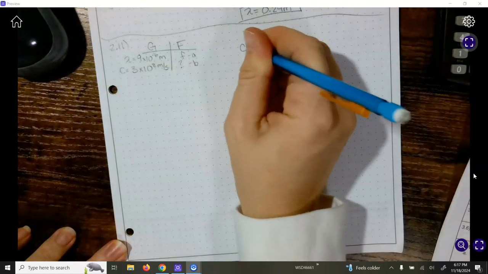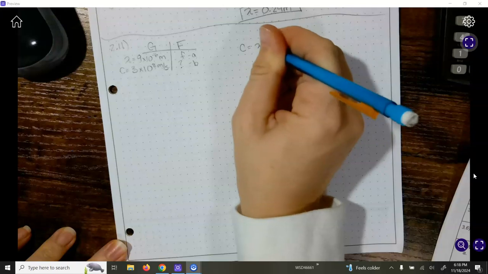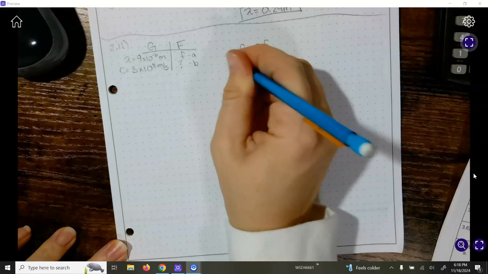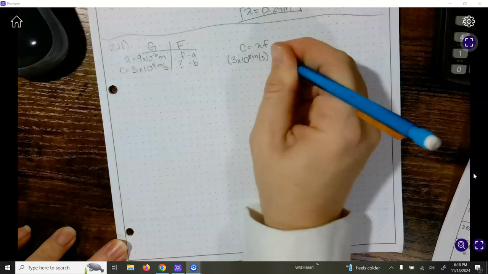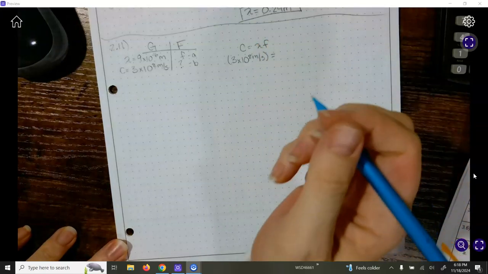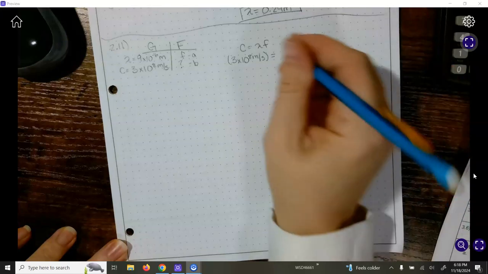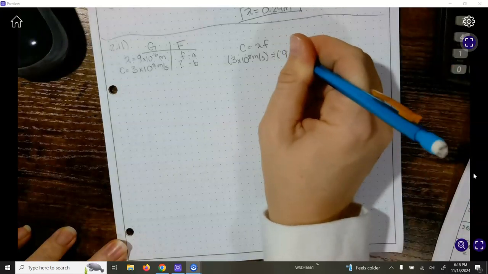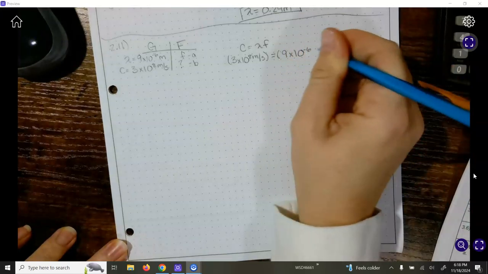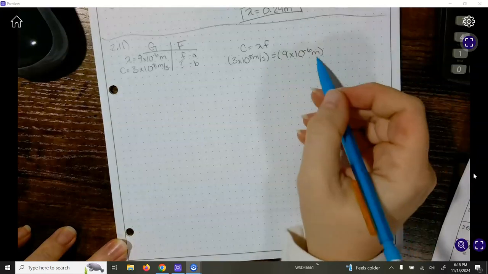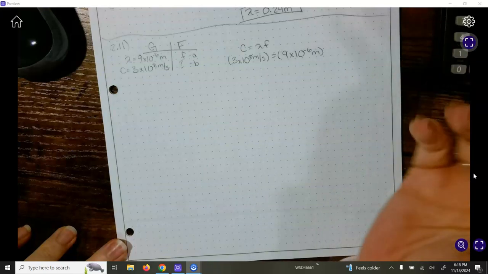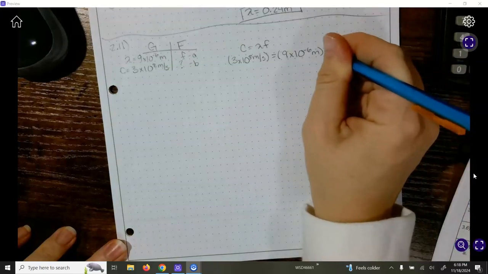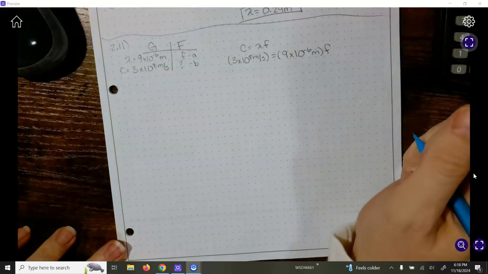So again, c equals lambda times f. I'm going to plug in 3 times 10 to the 8th meters per second for c. That's my speed of light through a vacuum or air. Lambda was given to me as well, 9 times 10 to the negative 6 meters. That's the unit I need, so everything cancels. So see, we didn't even have to do any conversions. What an easy problem.